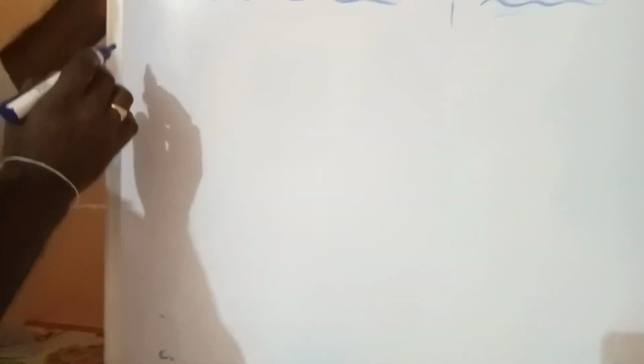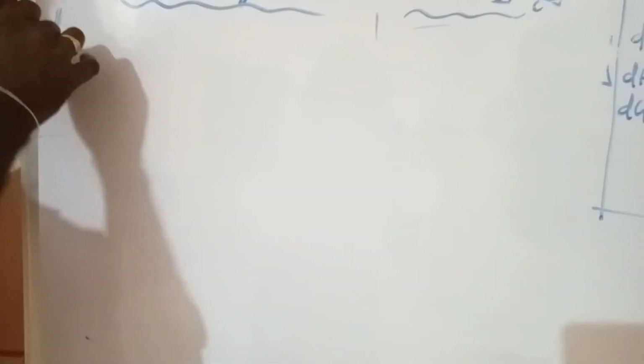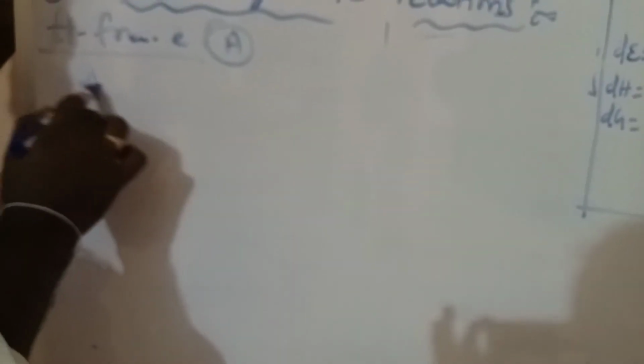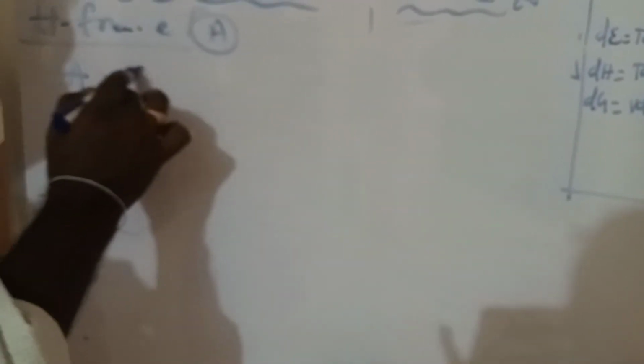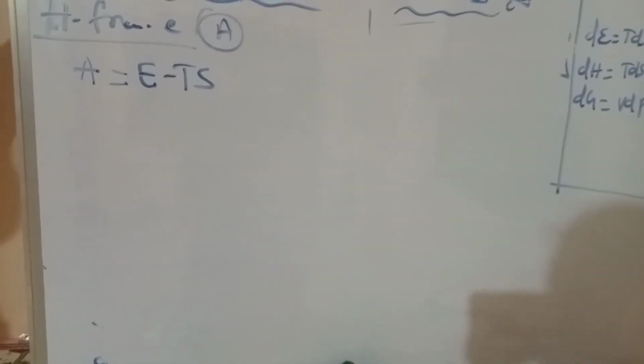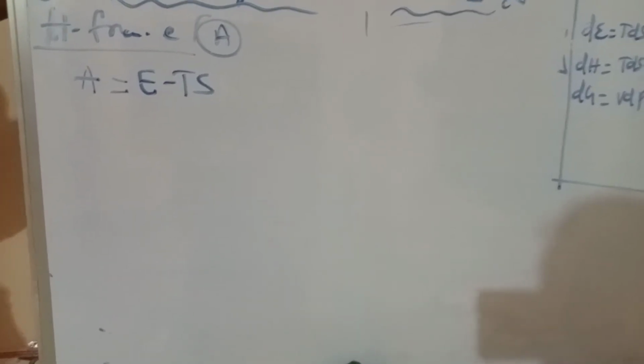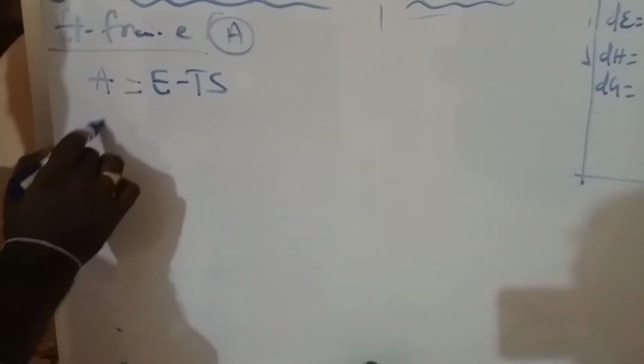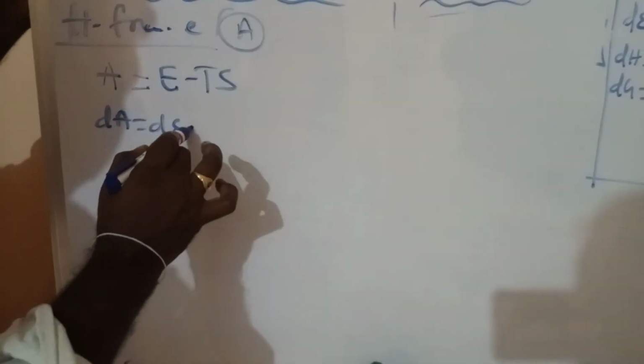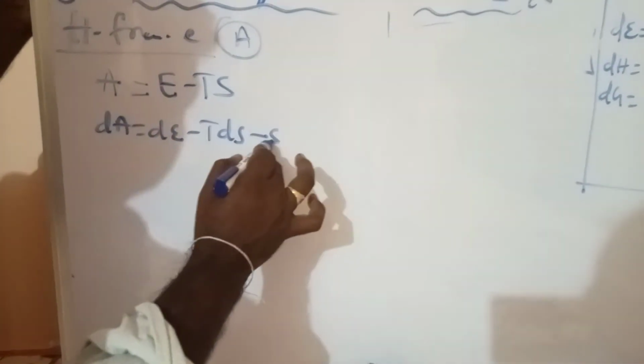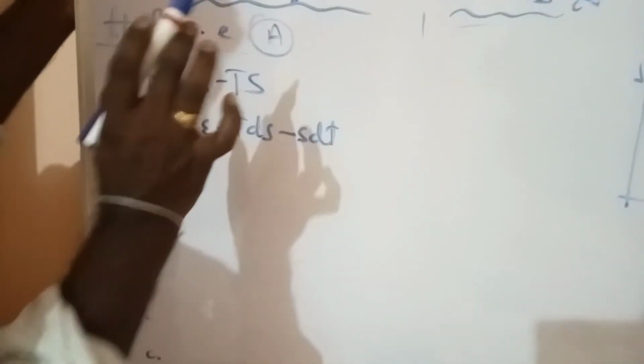And the last one is the Helmholtz free energy equation. The fourth thermodynamic relation is the Helmholtz free energy, denoted with A. The basic equation of Helmholtz free energy is A is equal to E minus TS. Then differentiating both sides, dA is equal to dE minus TdS minus SdT.